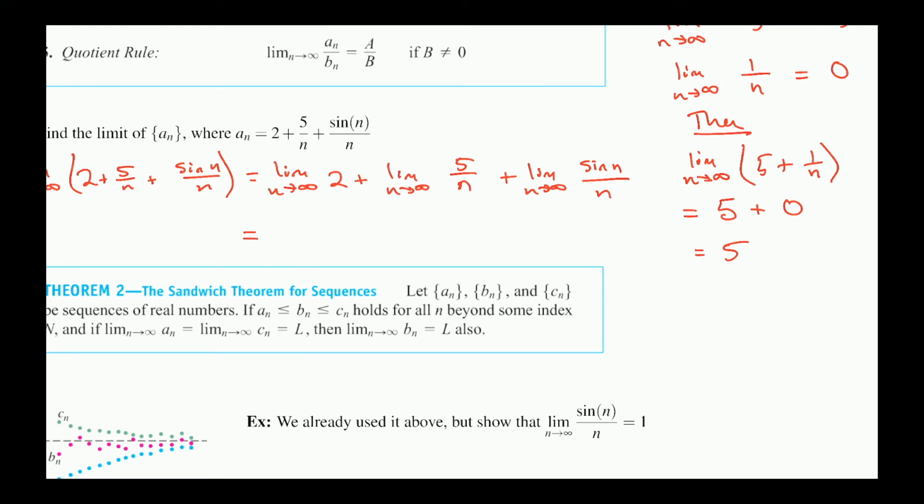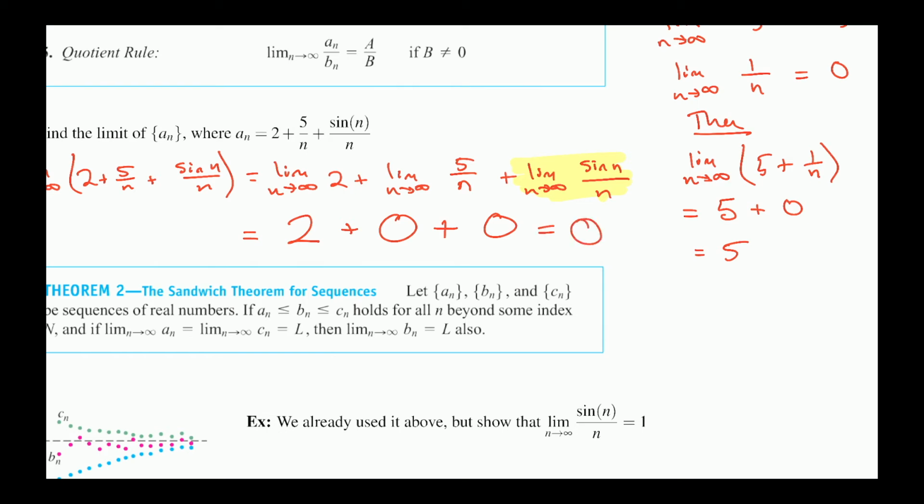So what's the limit of 2? 2. What's the limit of 5 over n? Well, 5 over n works just like 1 over n. So that's 0. And then the last one here, sine n over n, that limit is also 0. And we will talk about that in a second. Okay, so what's the overall limit here of 2 plus 5 over n plus sine n over n? Well, it's 2 plus 0 plus 0. So the result is 2.